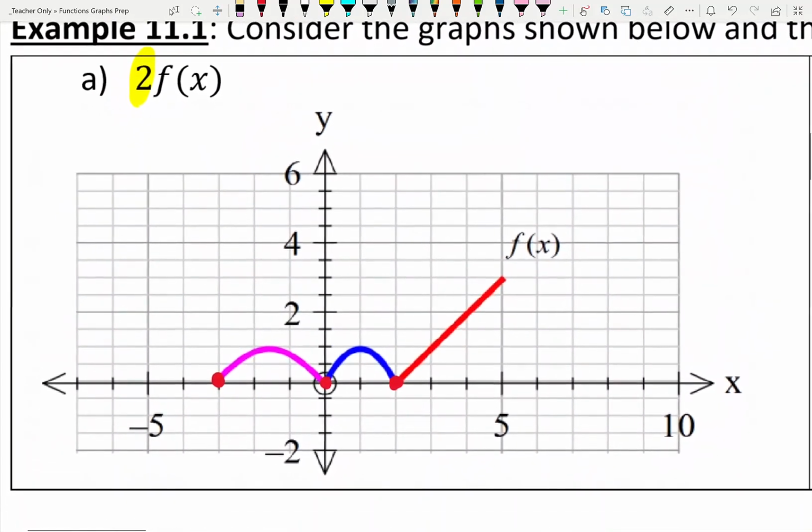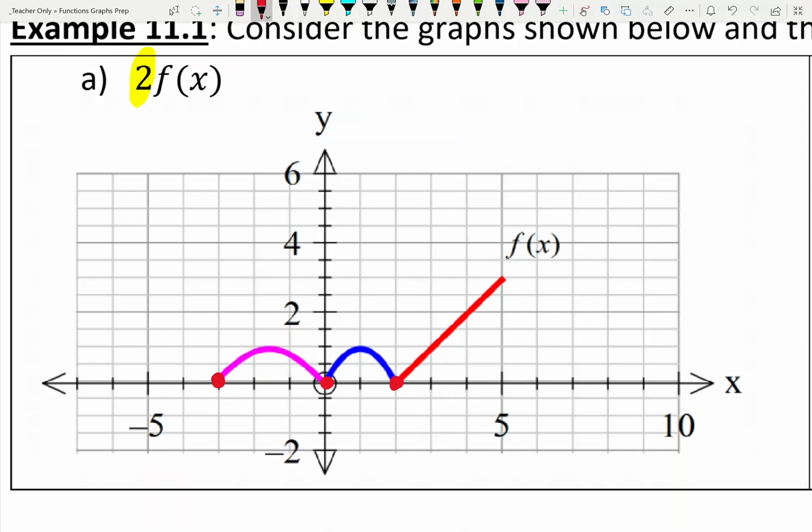Having a look at the examples that we've got here. The first one, we've got our dilation factor outside the function, so it's multiplying the entire function. And what that does is, and it is greater than 0, so it's going to dilate the function vertically by a factor of 2. The axis intercepts stay where they are. So the first thing we do is just draw them in.